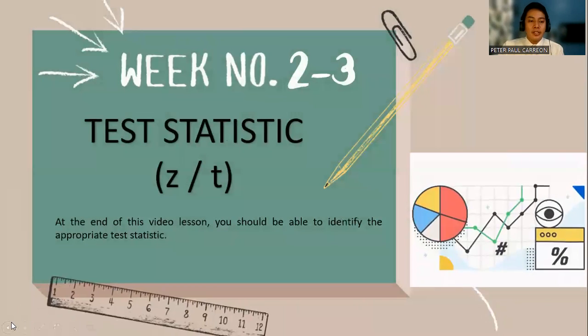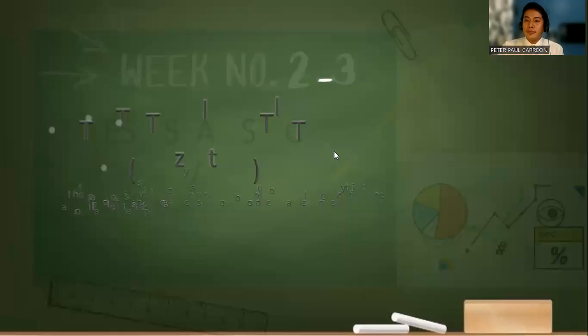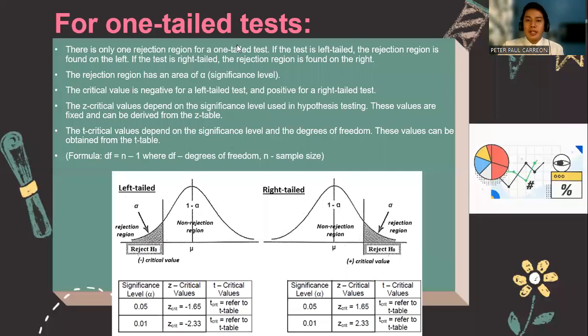So we are now done with our first lesson for the rejection region. Always remember that whenever the vertical line is inside the non-rejection region, the decision is to fail to reject the null hypothesis. But if it is inside the rejection region, then we reject the null hypothesis. That is the way we decide in hypothesis testing.